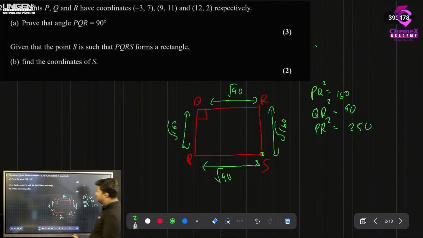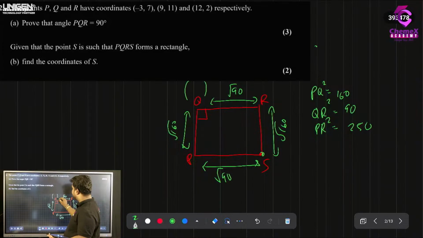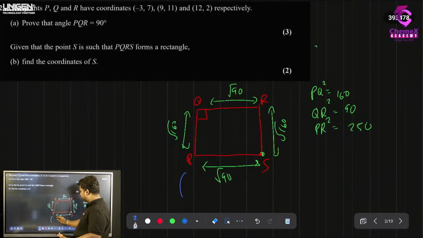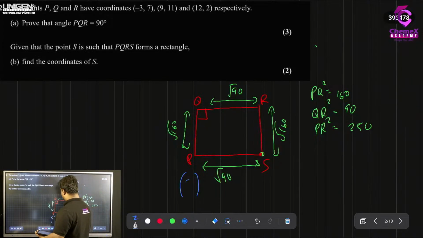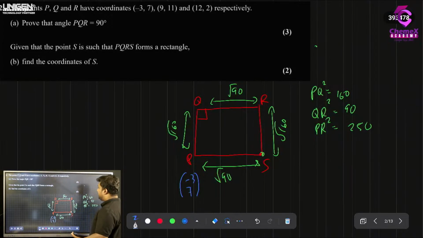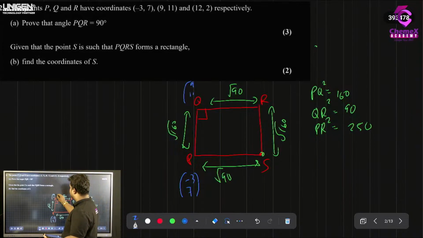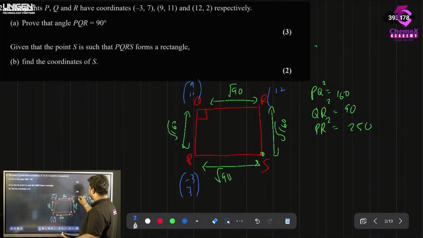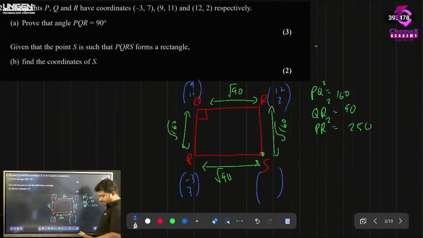Or else if you know the coordinates also, you can do it using what? Minus 3, 7. This is PQ. Sorry. P is minus 3, 7. Q is 9, 11. R is 12, 2. So if you think about this, what can you say? How can you find it? Any idea?